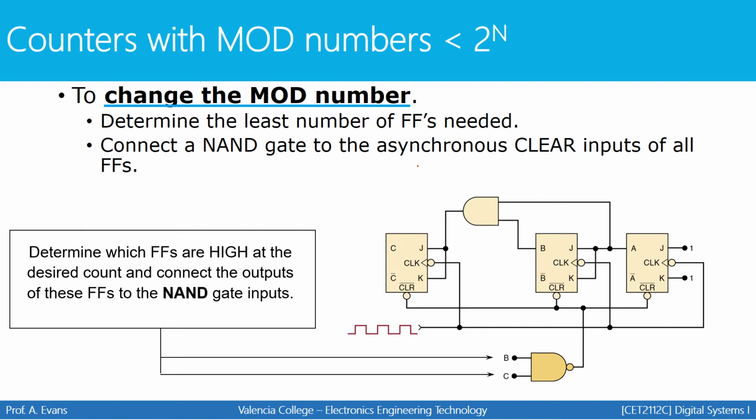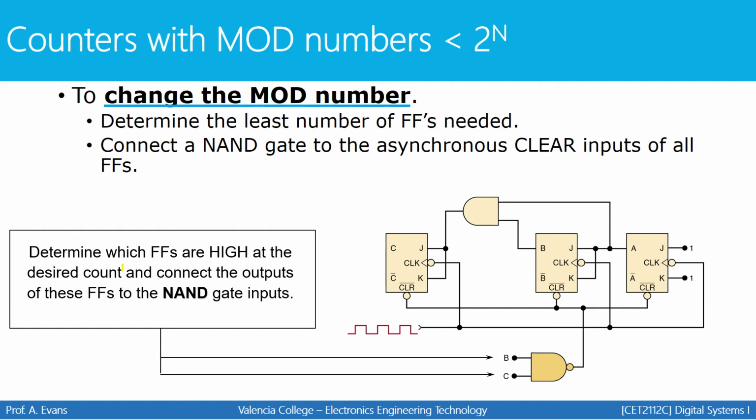So let's start by identifying what type of counter this is. Synchronous or asynchronous? It's going to be synchronous because all of the clock signals are connected to the same clock signal here. Remember that an asynchronous counter or a ripple counter has the output of one flip-flop connected to the clock input of the next. So we have a synchronous counter in this example.